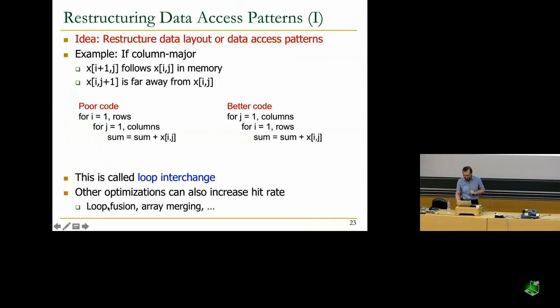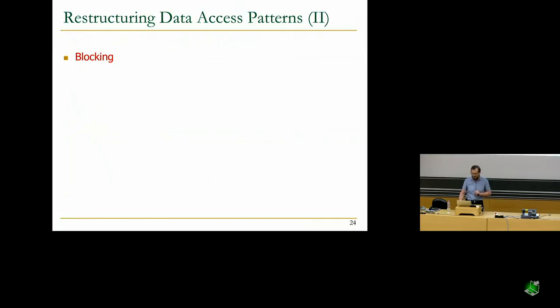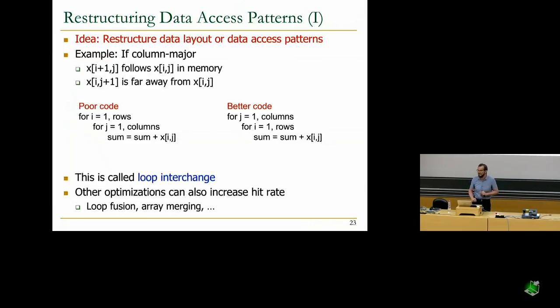It's called loop interchange, and there may be other optimizations that also increase hit rate: loop fusion, array merging, dot, dot, dot, which we're not going to get into. Again, a software optimization course can help here. And a lot of compiler optimizations actually do this. Compilers automatically try to recognize when to do this and when not to do this. Clearly, this can be automated, right?